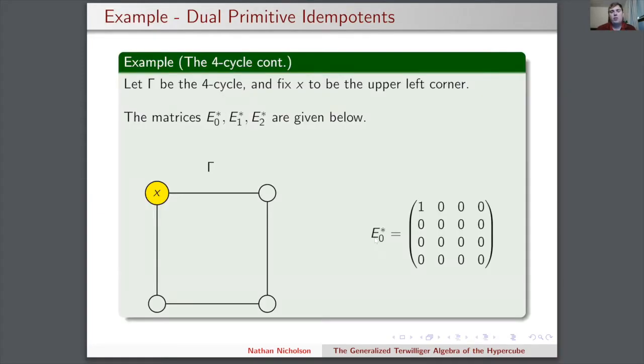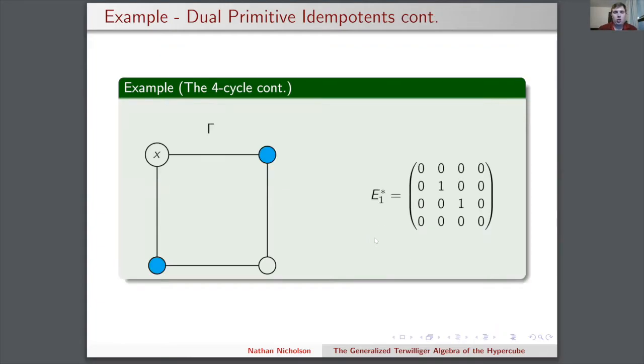So in our example, the matrices E0 star, E1 star, and E2 star are given as follows. If you look at where there's our fixed vertex x, you can see that it is the only vertex that's distance 0 away from itself. So we would just have 1 in the corner and 0 everywhere else. For E1 star, you can see that vertices 2 and 3 are distance 1 from x. So we would have 1s on those diagonals. And then lastly, there's E2 star obtained similarly.